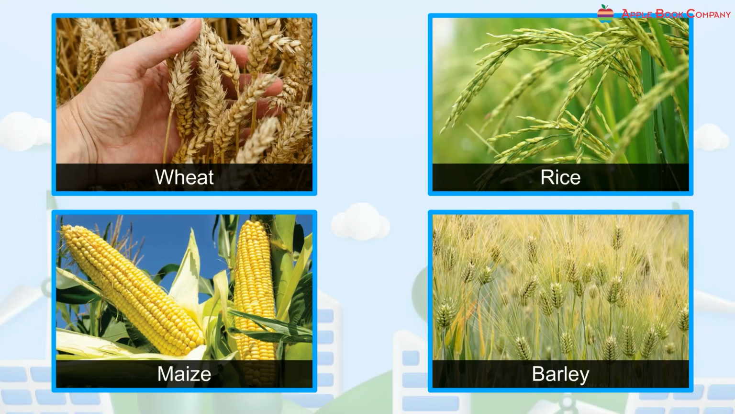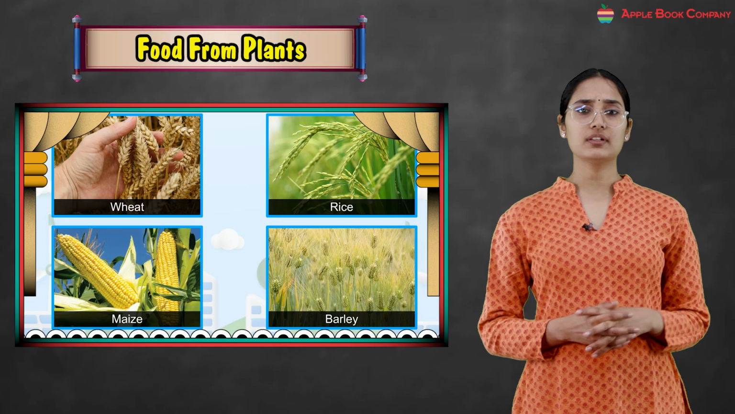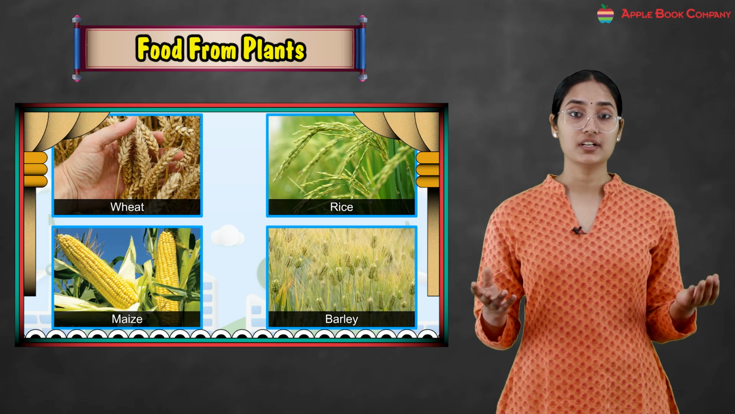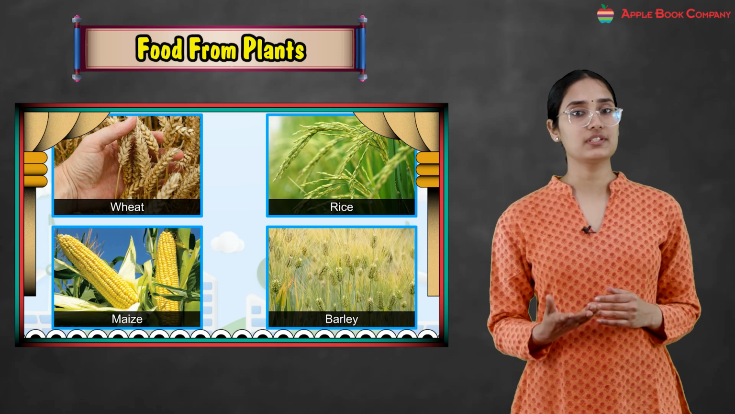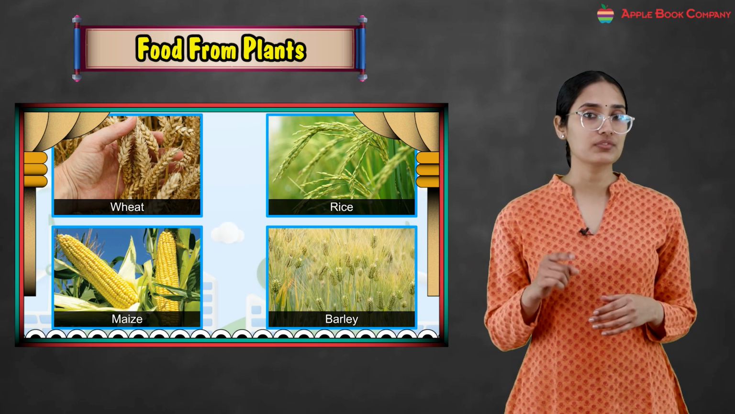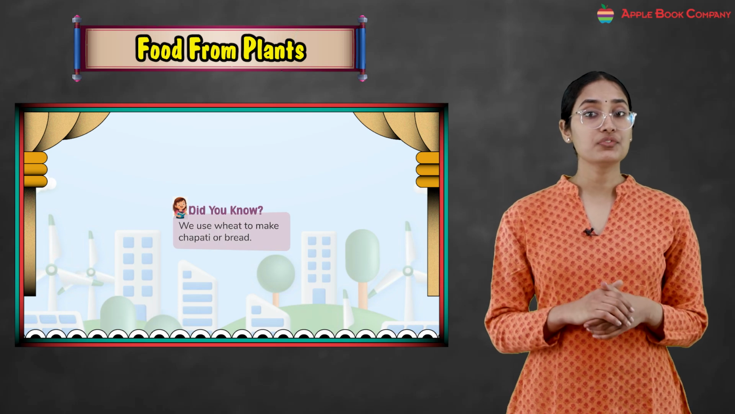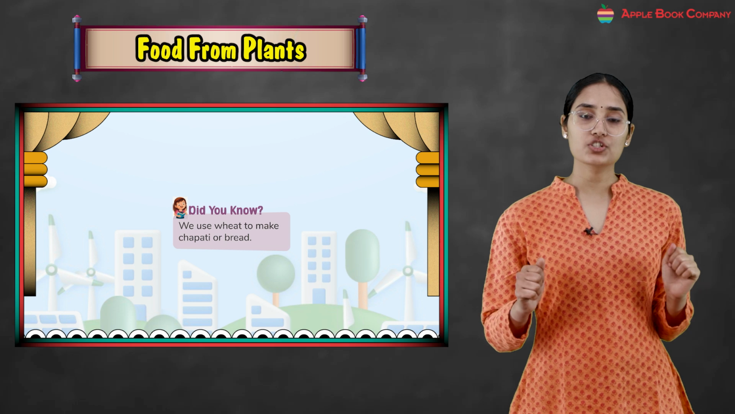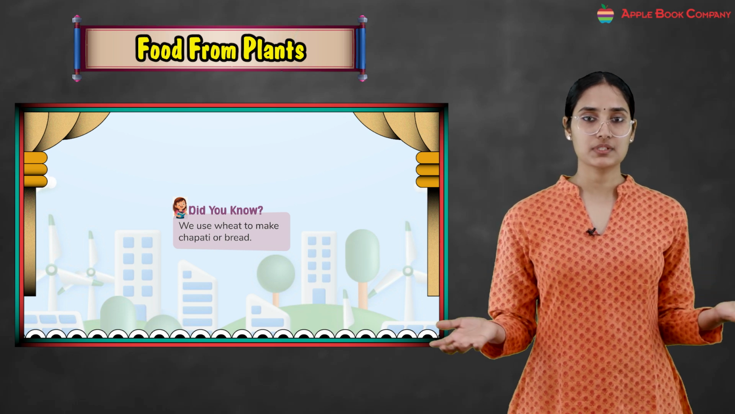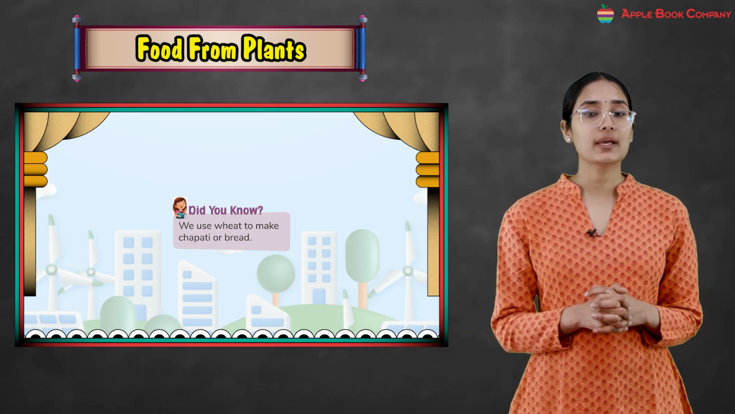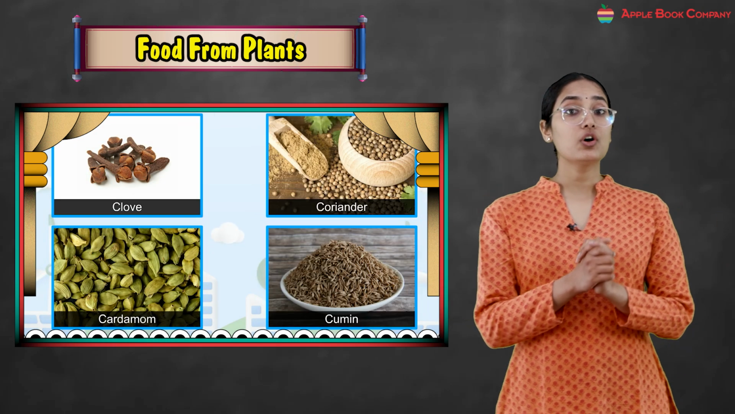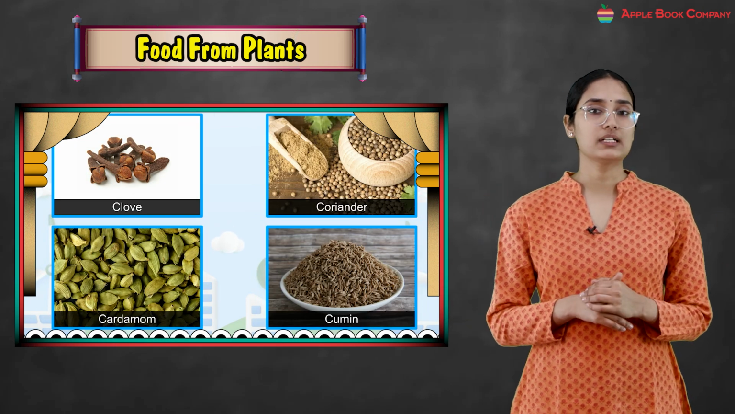Some plants give us cereals, and cereals are also seeds of plants. For example, wheat, rice, maize, barley, bajra, right? These are all examples of cereals, and these are all the seeds of the plant. Do you know we use wheat to make chapati or bread? We crush these cereals into a powder-like substance, and then we use them for bread and chapati.